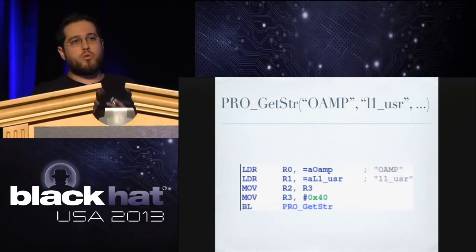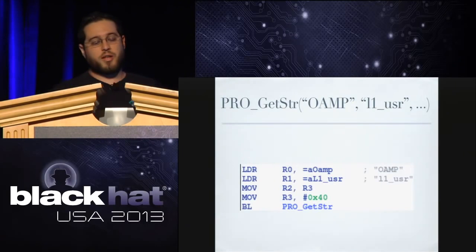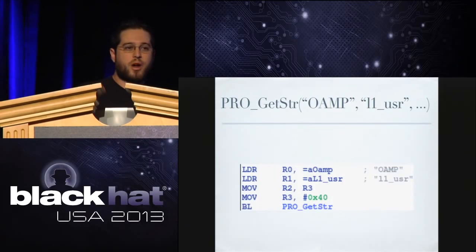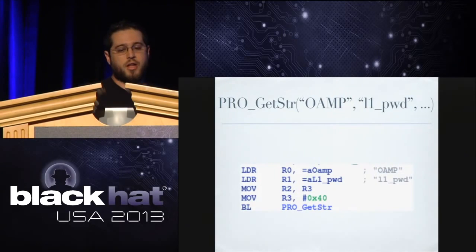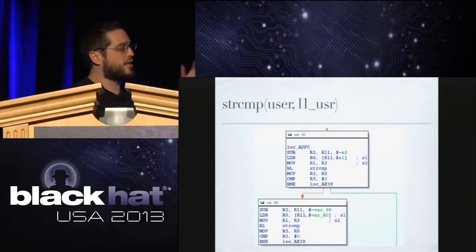They then make 2 calls to this pro_get_str function. Now, at this point, I have no idea what pro_get_str does. Presumably, it gets a string of some sort. But I do know that on the first call to this function, they pass it 2 strings, OAMP and L1_user. And on the second call, they pass OAMP and L1_password. Now, the value returned for L1_user is then compared against the username that you provided.